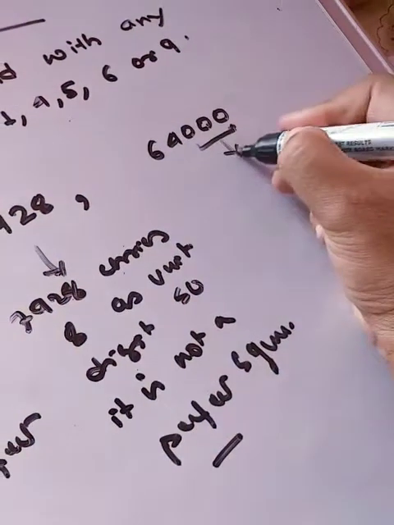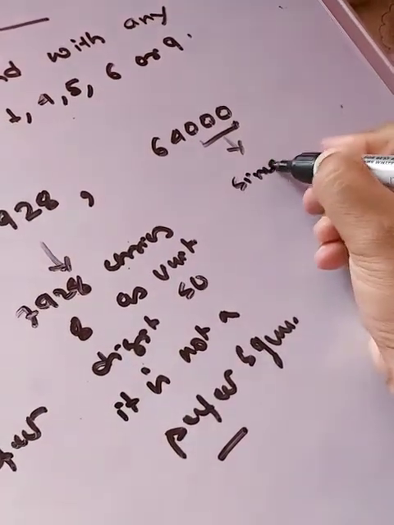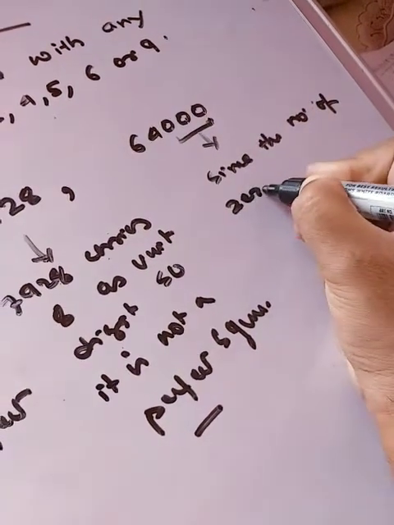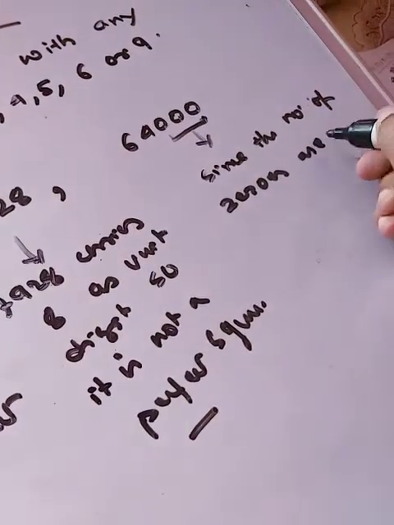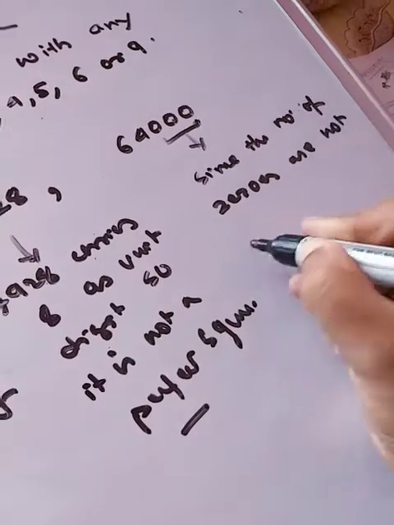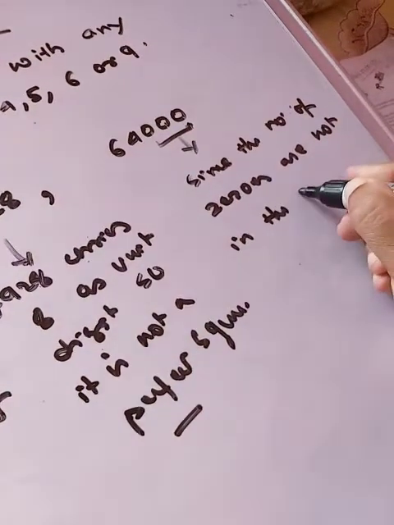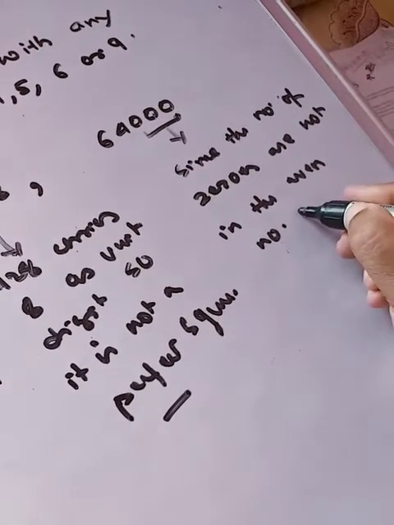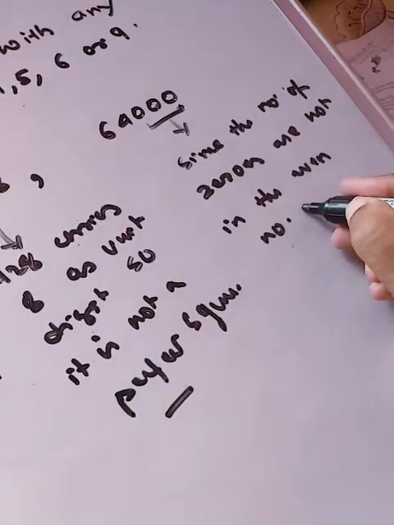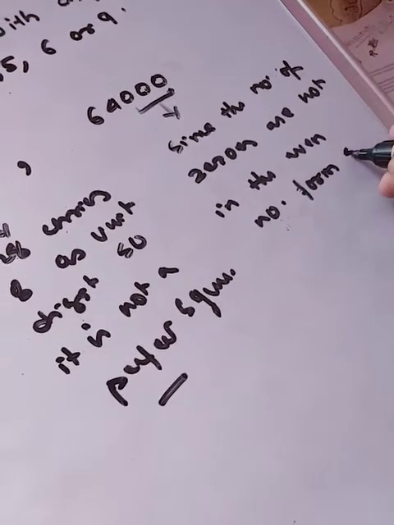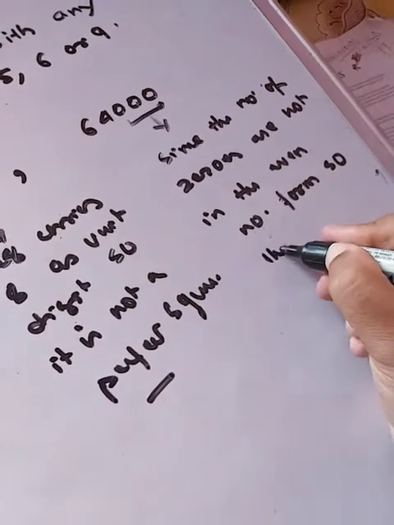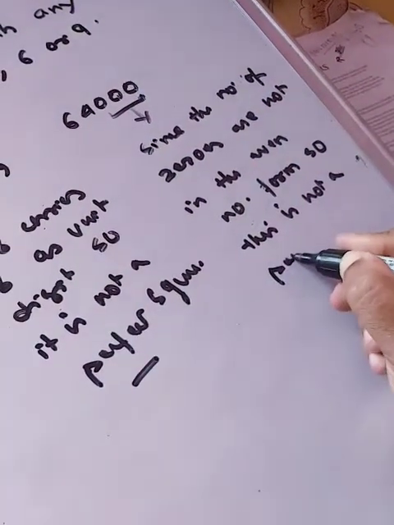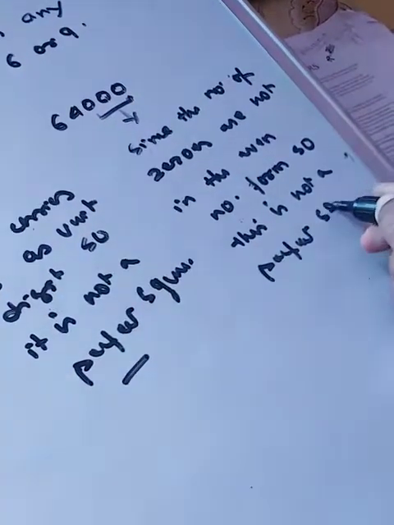Okay, so you will say that since the number of zeros is not in the even number form, this is not a perfect square.